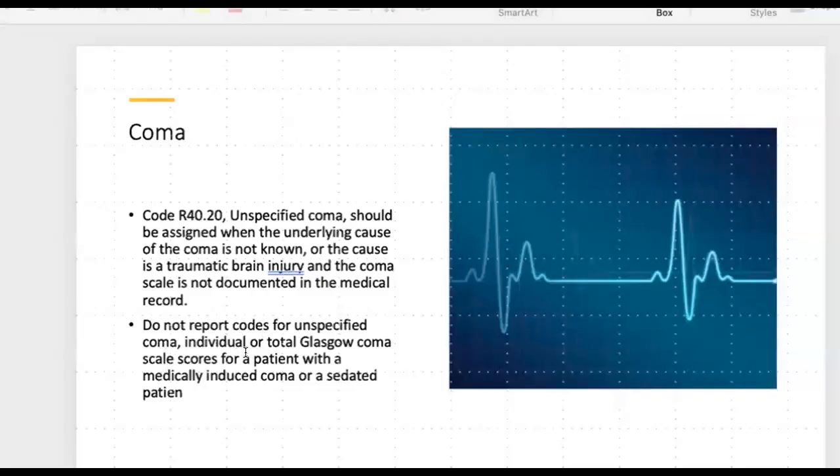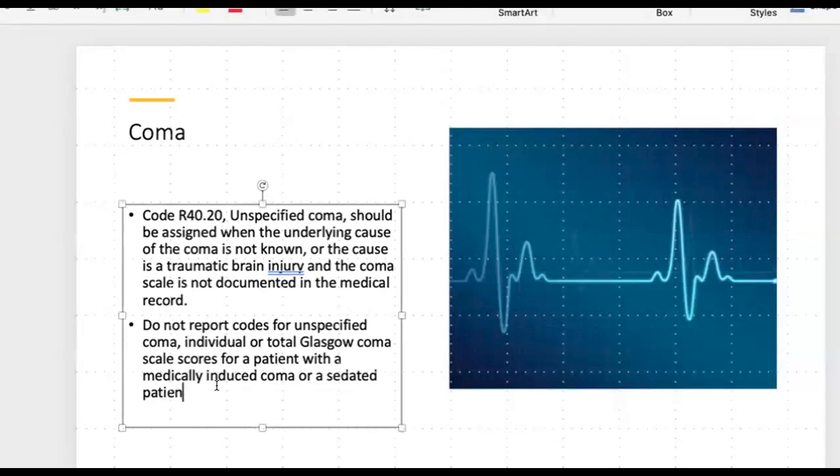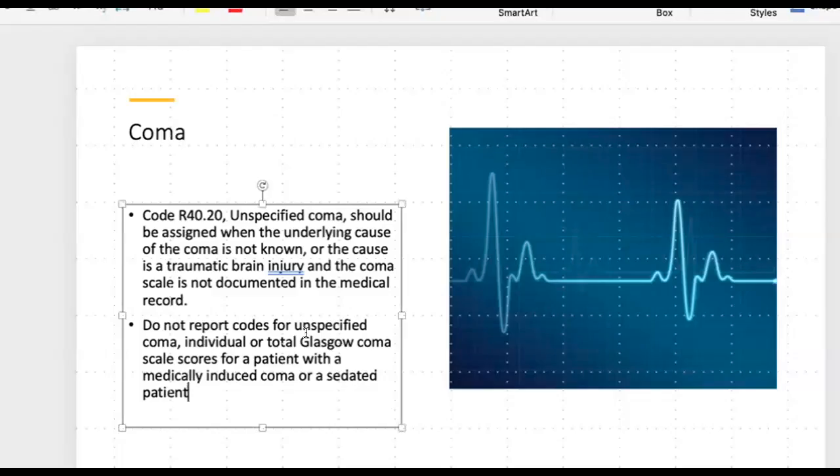In fact, this is the one that I mentioned just a minute ago, saying do not report codes for unspecified coma, individual or total Glasgow coma scale scores for a patient with a medically induced coma or sedated patient. Okay, I need to put T there. So it's very clear, guys, that a medically induced coma patient should not be assigned a coma code. And what is that Glasgow coma scale that's being mentioned here, guys?